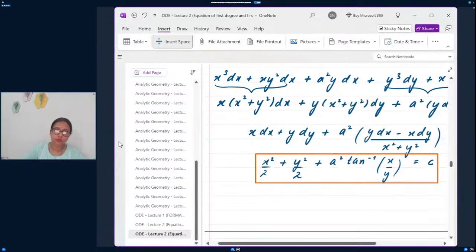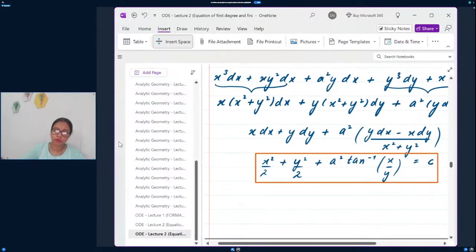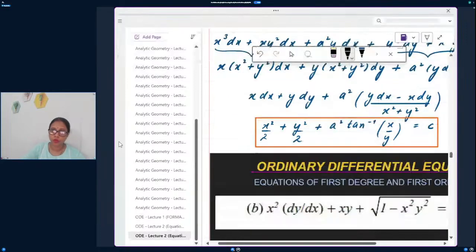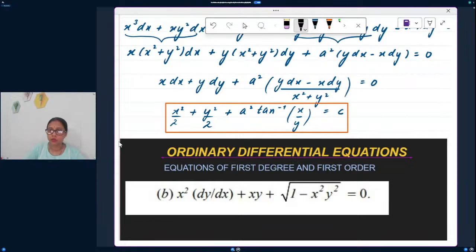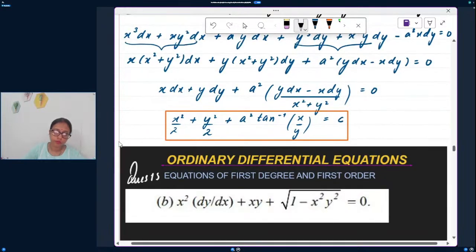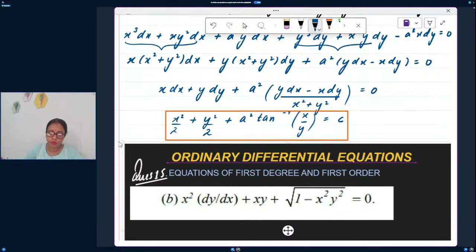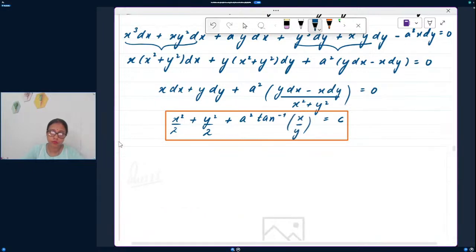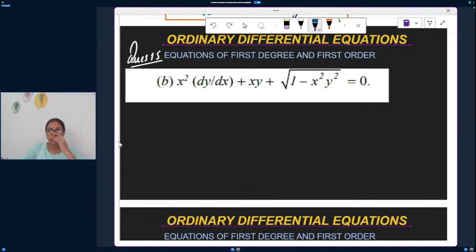Next, let's try this question. Question number 15. Look at this question. The question says x squared dy by dx. Okay, so if you distribute, this is x squared dy plus xy dx plus square root.